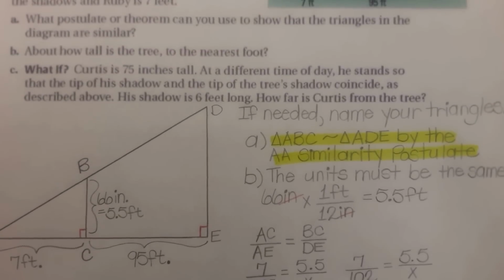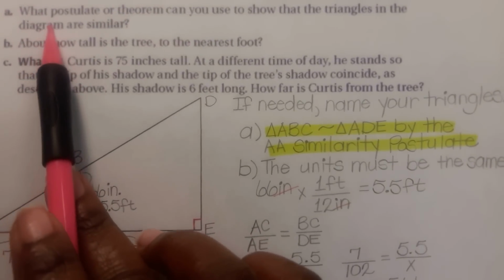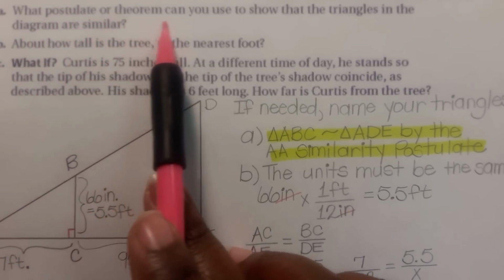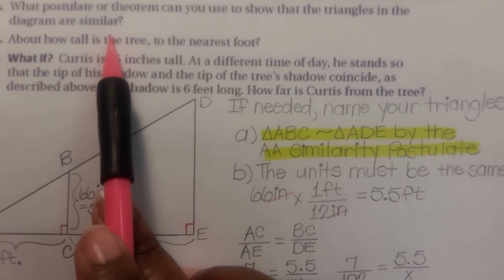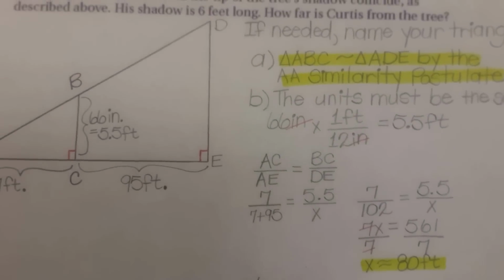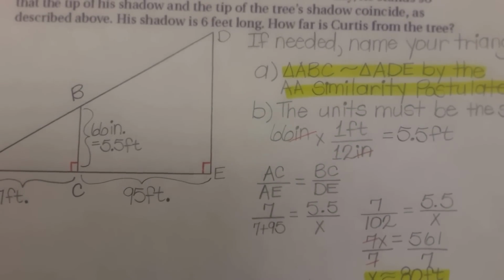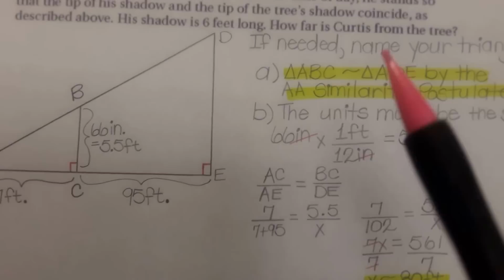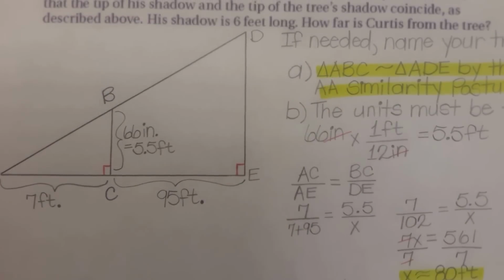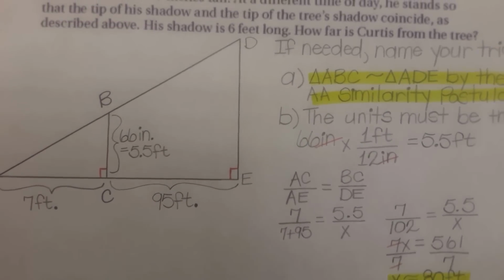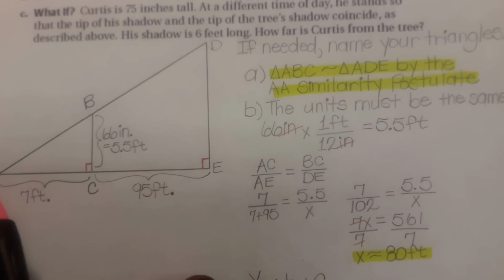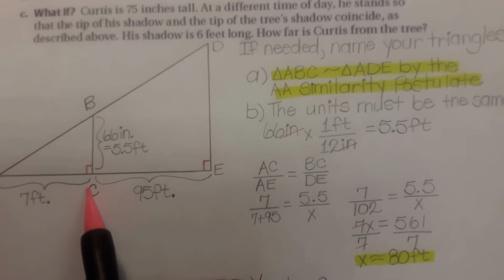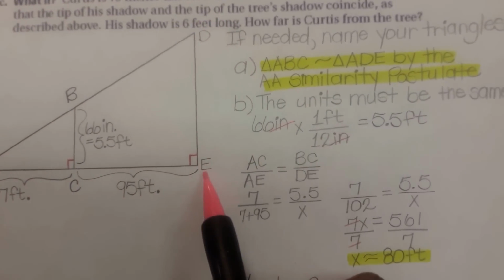Going back to question A. Question A says, what postulate or theorem can you use to show that the triangles in the diagram are similar? So if I look at this diagram, I see some things. What I did first is I wanted to name my triangles. So I have triangle ABC and triangle ADE.